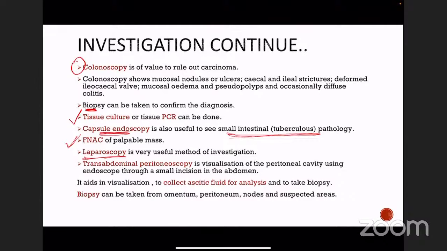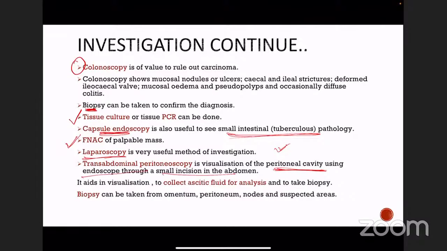Another is transabdominal peritoneoscopy. It is also used for visualization of the peritoneal cavity, similar to laparoscopy. This is using an endoscope through a small incision over the abdomen. In this, we are putting 2 to 3 ports, one camera and one instrument port. And here we put a single incision and do transabdominal peritoneoscopy through the endoscope.